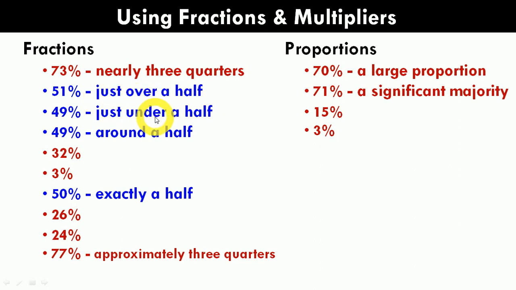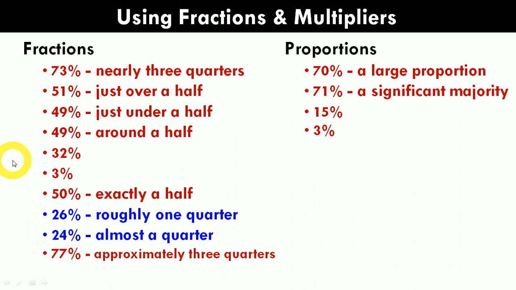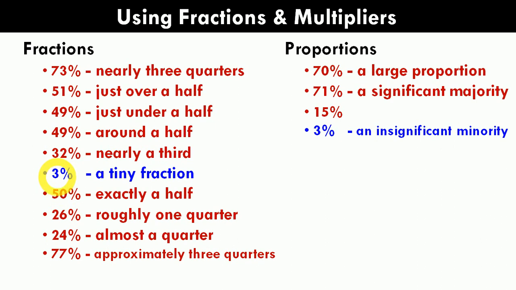Just over, just under, a little over, a little under, around: these are very common words. As the numbers are around 50, we can use half. If we have numbers near 25, then for 26% or 24%, we can use roughly 1/4 or almost a quarter, because a quarter is nothing but 25%. In case of around 30, so 32%, nearly a third, because it is near 33%. And for 3%, it is very small, so we can write a tiny fraction, or in case of proportion, an insignificant minority. Significant means considerable, insignificant means very small. And in case of 15%, a small minority.